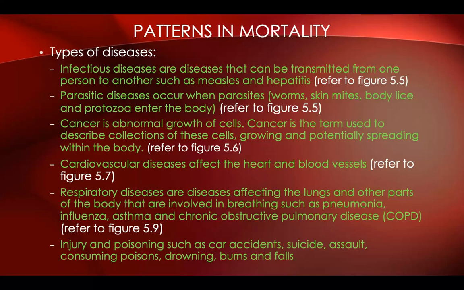Finally, we look at injuries and poisoning. Injury and poisoning, such as car accidents, suicide, assault, consuming poisons, drowning, burns, and falls, are what includes the definition for mortality rates due to injury and poisoning. Since 1900, death rates for injury and poisoning more than halved for both males and females. And the reason for this rapid decline occurred throughout the 1970s.